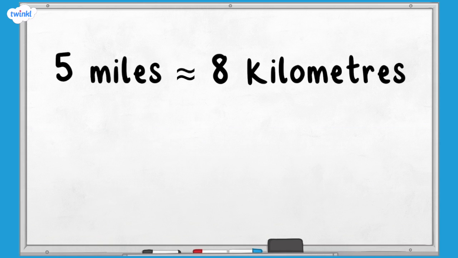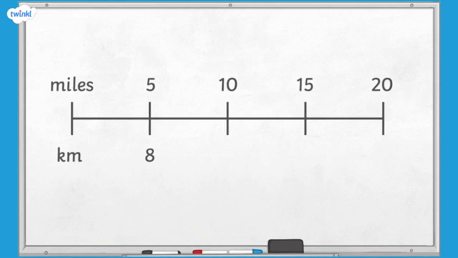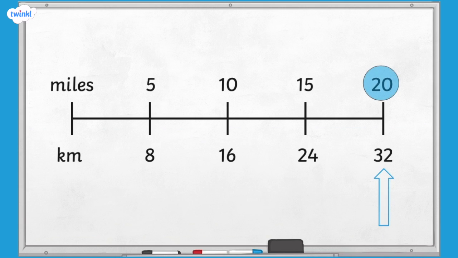5 miles is approximately equal to 8 kilometres. We can use this symbol to mean is approximately equal to. Using this conversion, we can work out that 10 miles would be approximately equal to 16 kilometres. 15 miles would be approximately equivalent to 24 kilometres. And 20 miles would be approximately equivalent to 32 kilometres.